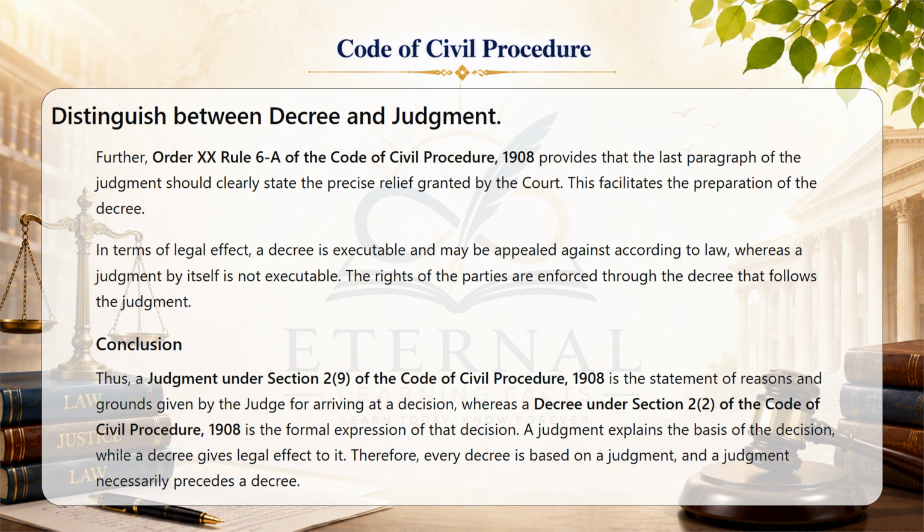Conclusion. Thus, a judgment under Section 2(9) of the CPC 1908 is the statement of reasons and grounds given by the judge for arriving at a decision, whereas a decree under Section 2(2) of the Code of Civil Procedure 1908 is the formal expression of that decision. A judgment explains the basis of the decision, while a decree gives legal effect to it. Therefore, every decree is based on a judgment, and a judgment necessarily precedes a decree.